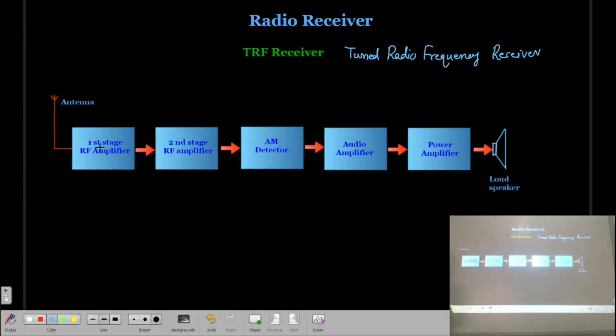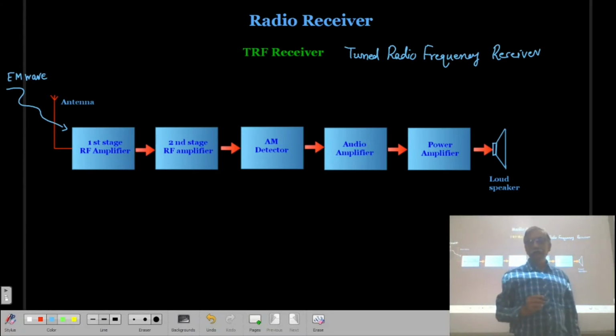Already I have mentioned that this antenna is receiving the different electromagnetic waves from the different transmitters. All over the world, a number of transmitters are there, and they are transmitting their information in the form of electromagnetic waves. So when this electromagnetic wave intersects the antenna, then it will induce the current or it will induce the voltage. So here the voltage is going to be induced, or you can say the current is going to be induced.